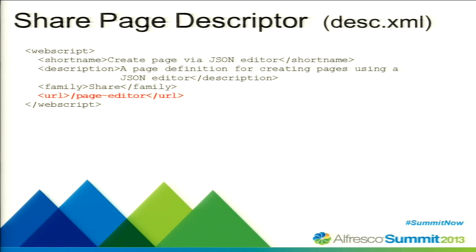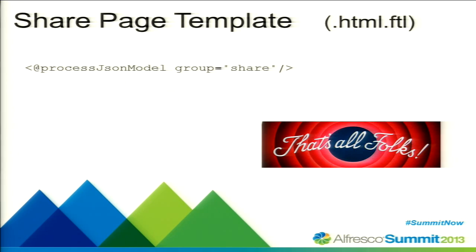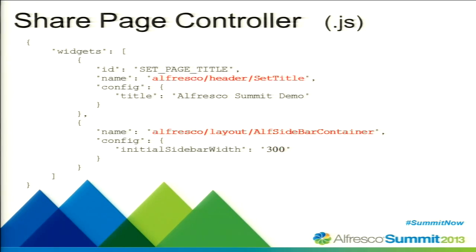So the descriptor file looks pretty much like it used to. You can have a description in there, you can have a short name for it, but the thing that is important is the URL tag there. Now, here's what's really different: all the FTL files can look just like this, where it just has a single directive that tells Surf to process the JSON for the page that you have built. You can put some other stuff in this file, but you don't really need to. You can just keep it like this. So that's really all that you need to have there. And that's kind of cool and easy.